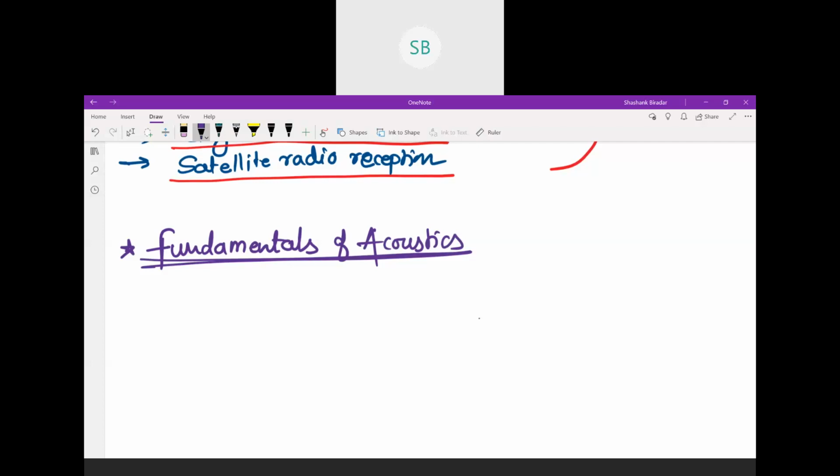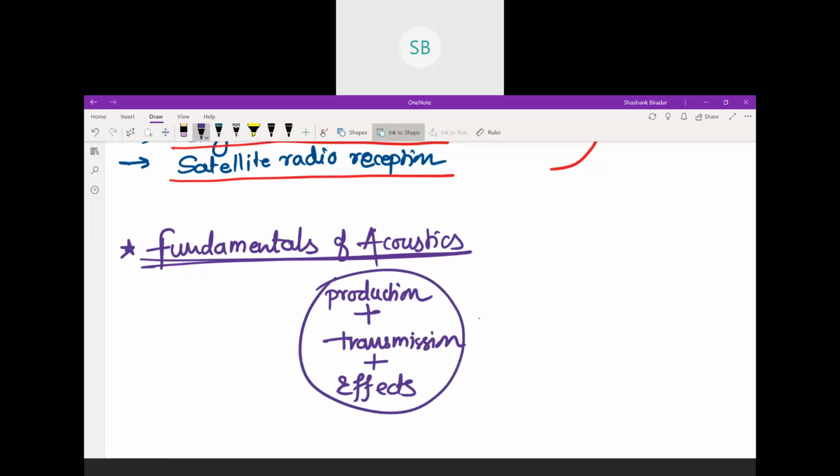Basically it is a science of what? Sound. It is a science of sound which includes the production, transmission and effects, including biological and psychological effects of sound. So what did they say? It includes the production plus transmission, and the effects, considering what?